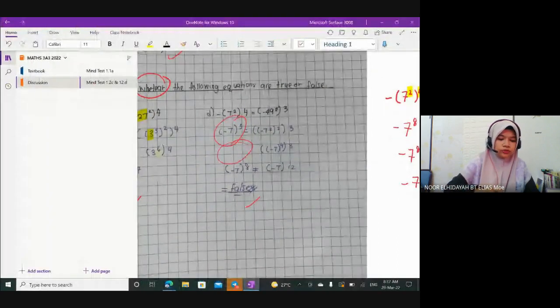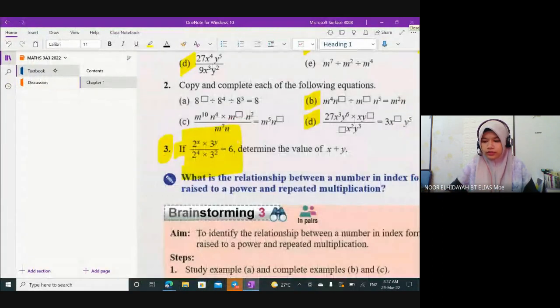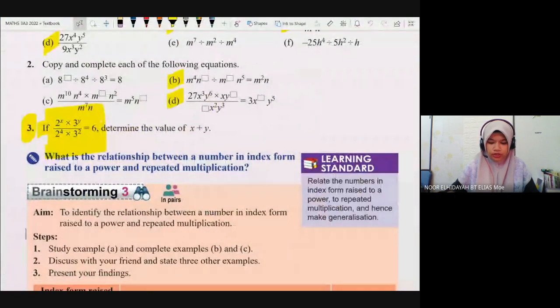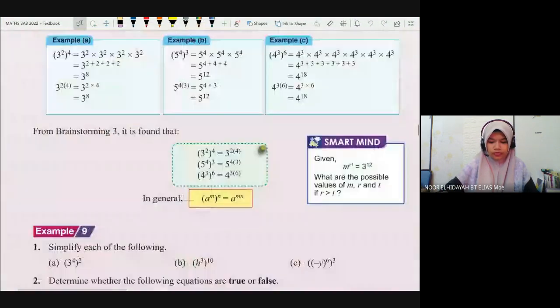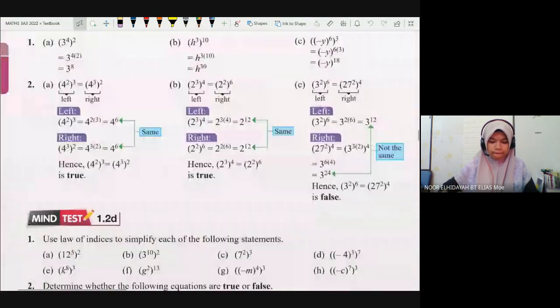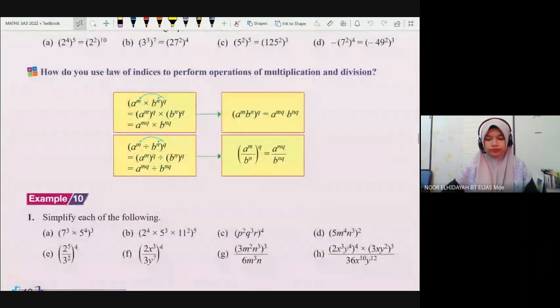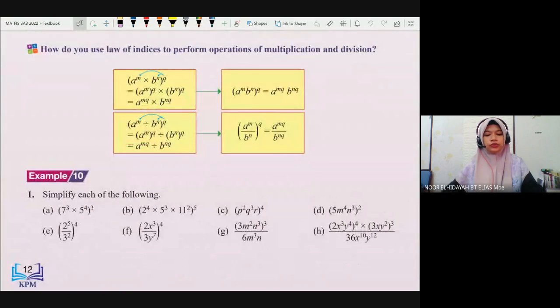Now we continue with the next law of indices. Okay, this one we have done. 1.2, how do you use law of indices to perform operations of multiplication and divisions? Operations of multiplication and divisions. Now look at the example given here, the notes given here.